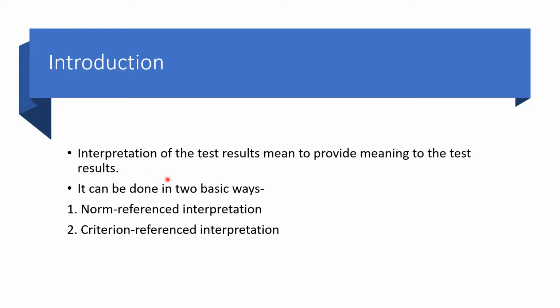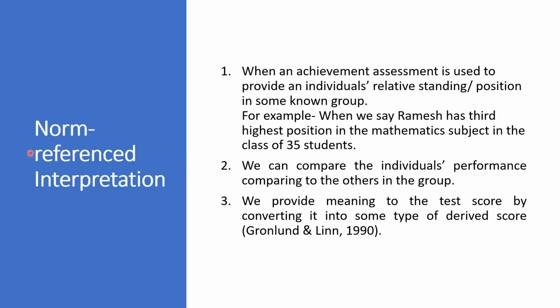It can be done in two basic ways. Number one is norm reference interpretation, and number two is criterion reference interpretation. Now come to the norm reference interpretation. Here you can see the first point.